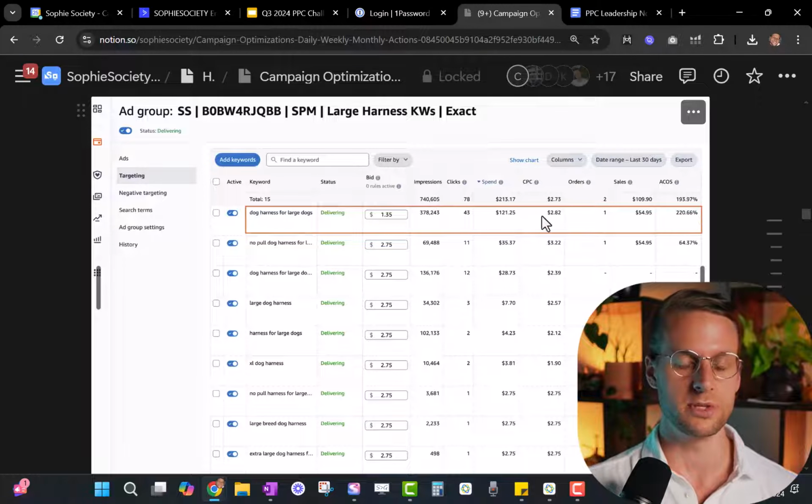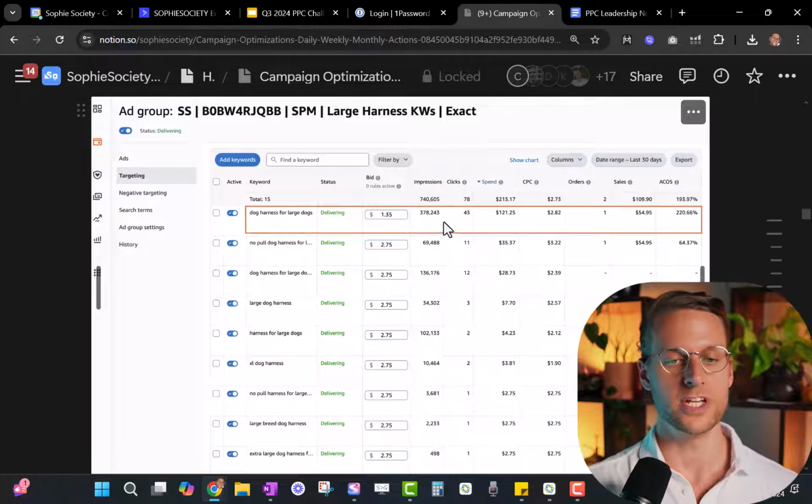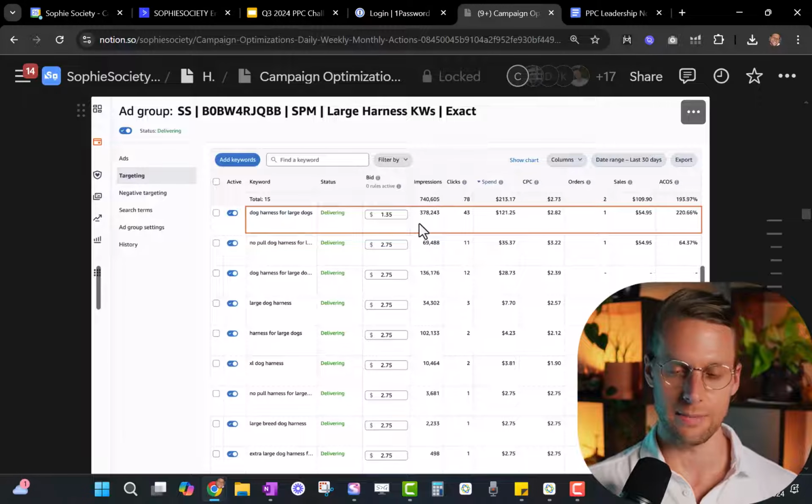You're going to want to decrease it, but don't decrease it by too much. In general, Amazon doesn't like really large swings. So decrease it by 20 to 30% each time and just do these optimizations regularly. If you're doing optimizations like this twice a week on your campaign, that's a nice healthy clip.